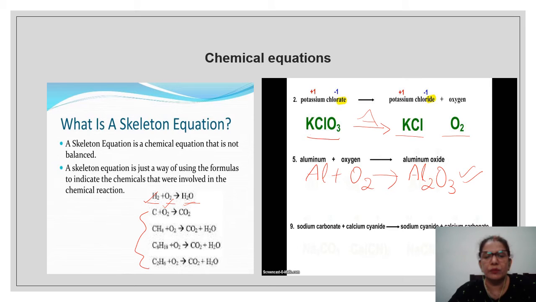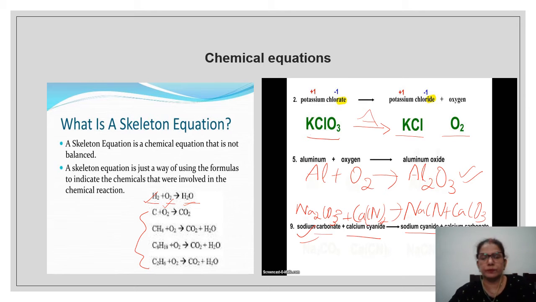Then we have sodium carbonate reacts with calcium cyanide to give sodium cyanide and calcium carbonate. So let's write sodium carbonate is Na2CO3. Then calcium cyanide is Ca(CN)2, the whole twice, gives sodium cyanide plus calcium carbonate. Okay, so we have converted the word equation into skeletal equation.